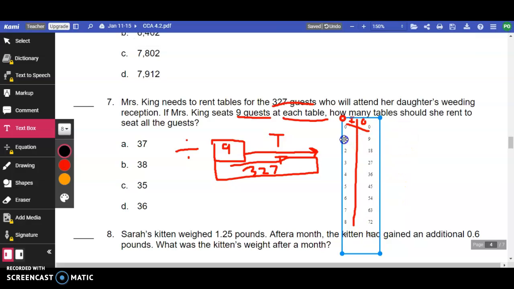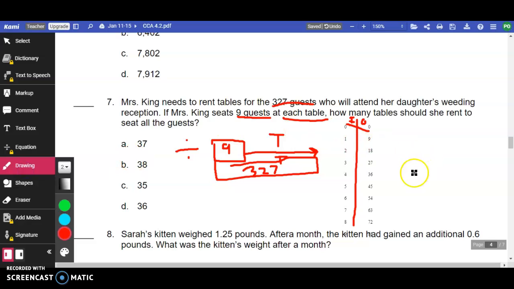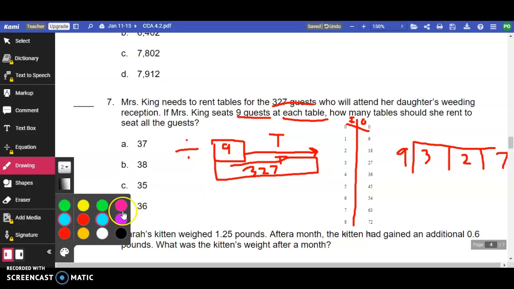So, if I want to do multiplication, I go this way. When I want to do division, 18 divided by 9 equals 2. 63 divided by 9 equals 7. So I will begin my box method, where I'm dividing by 9, 3 hundreds, 2 tens, 7 ones. And I'll do my work in blue.